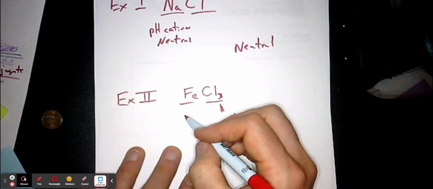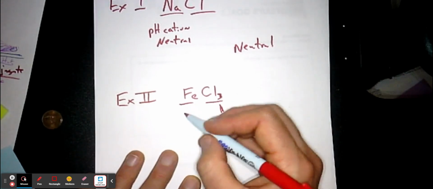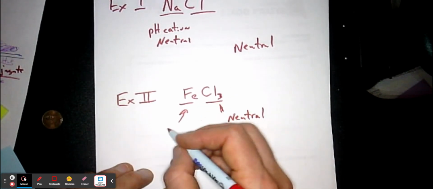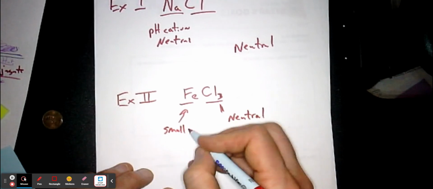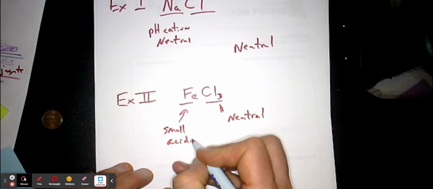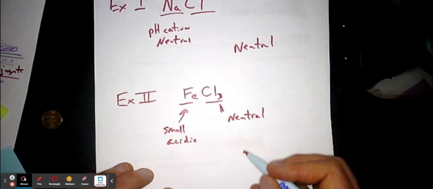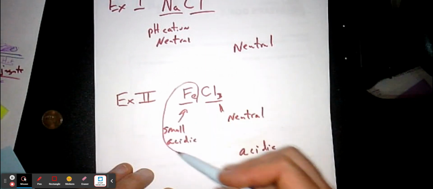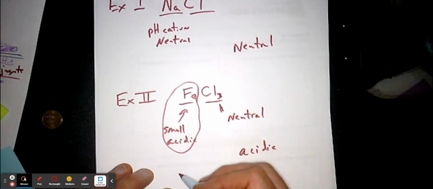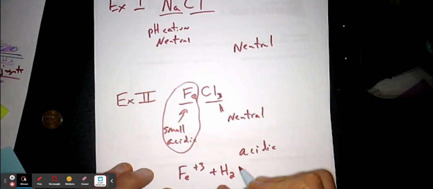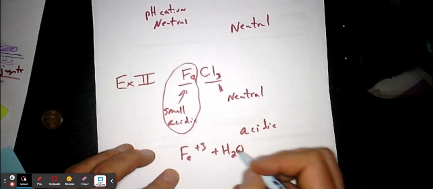Okay, iron chloride. We just went over chloride, this is neutral. Iron is actually an acidic cation because it's a small, highly charged cation. So this solution would be acidic because the cation is acidic. And what iron does is it forms a complex with water.